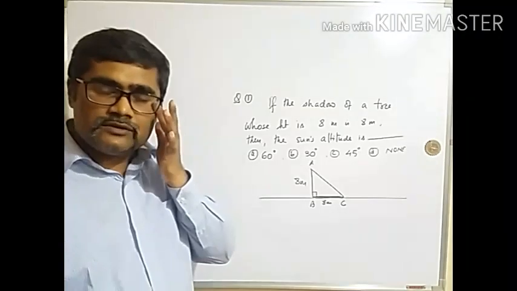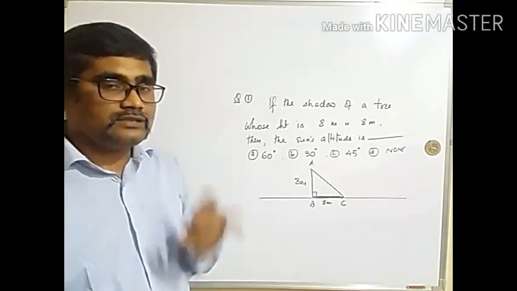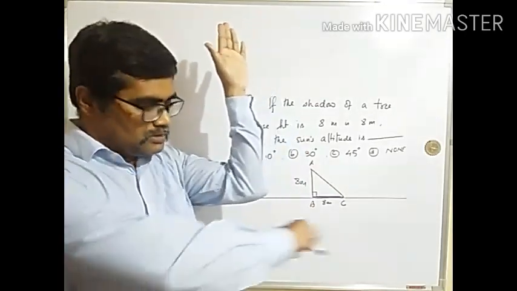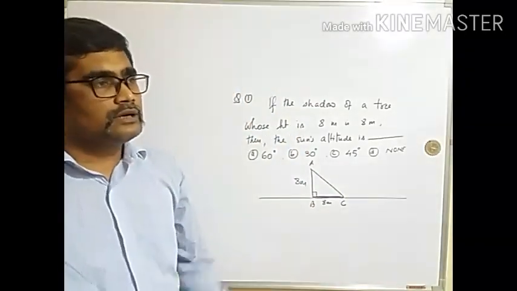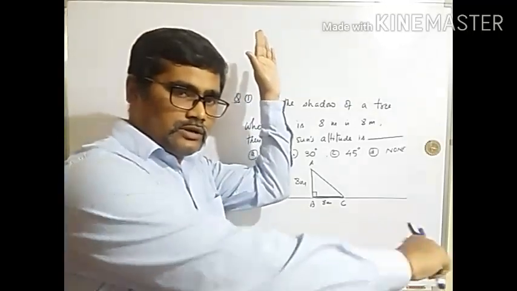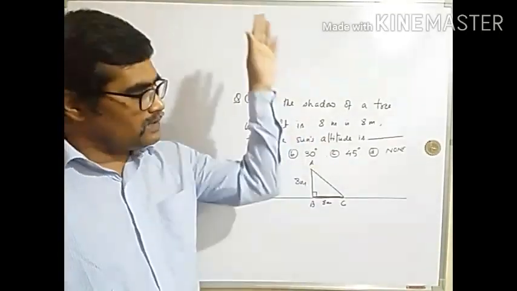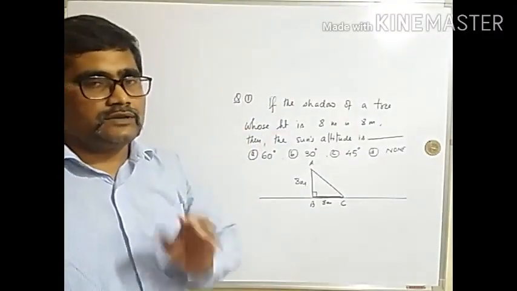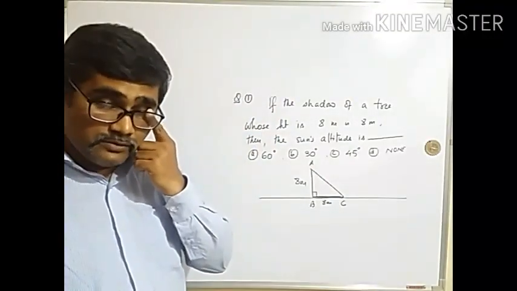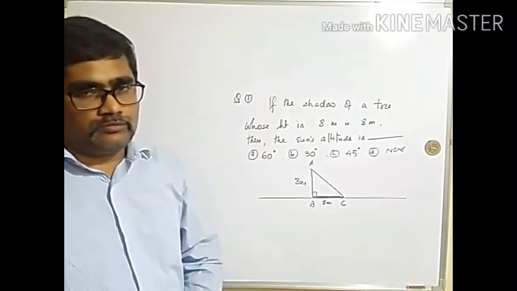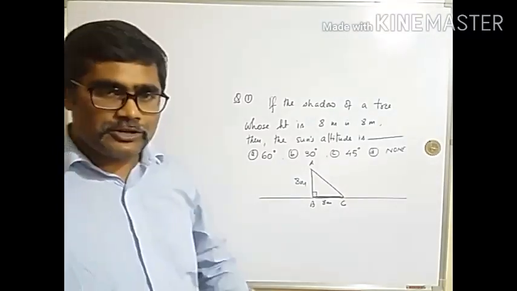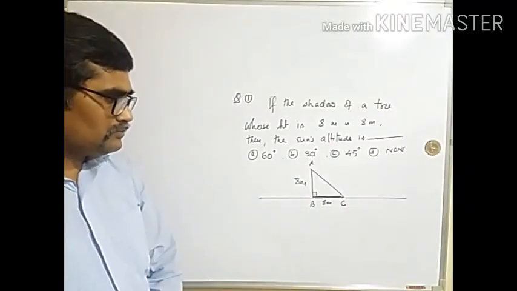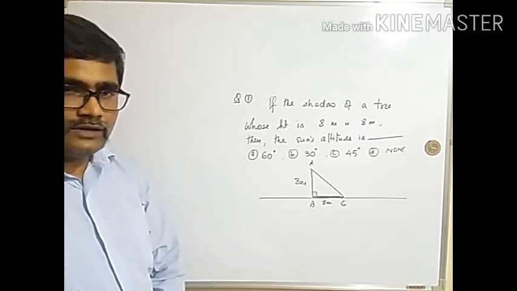That's the convention. We have to accept that if nothing is mentioned, a tree always is perpendicular to the horizontal line. A tower is always perpendicular to the horizontal line. A flagstaff is always perpendicular to the horizontal line. So these are the conventions we'll always keep in mind while doing the problem. So from that point we came to know that this is 90 degree. Okay, figure we have done.